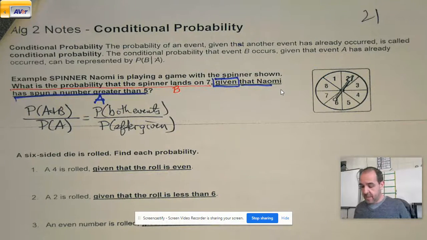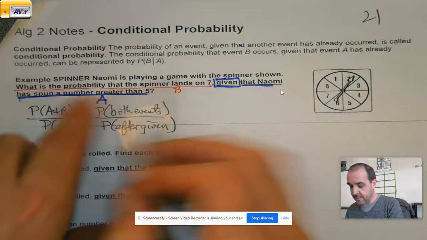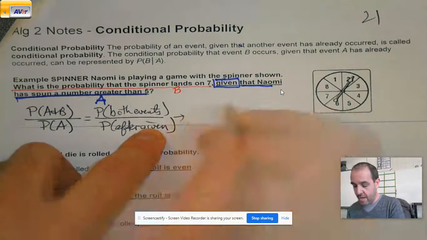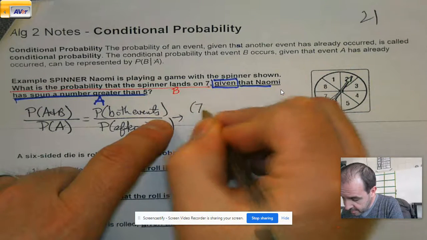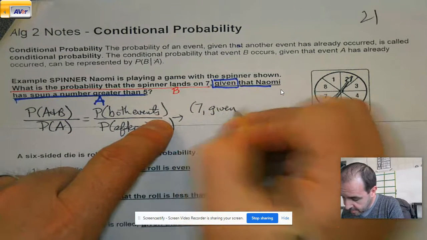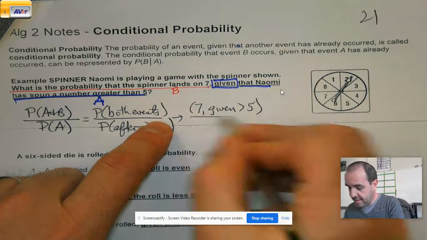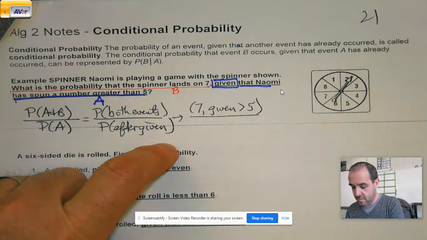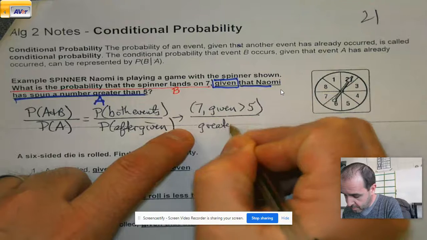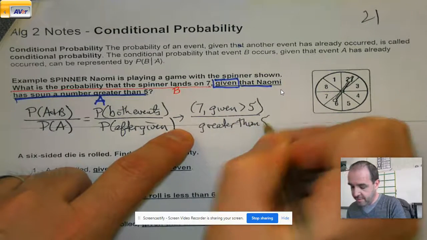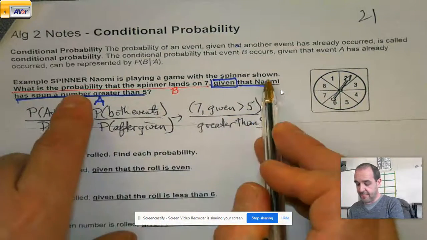So what does this mean? Okay, what's the probability of both events? The probability the spinner lands on 7, given she spun a number greater than 5. So here's what I want to know, okay? Lands on 7, given that we're greater than 5, over greater than 5. Put the two together on top, just what's after given on the bottom.